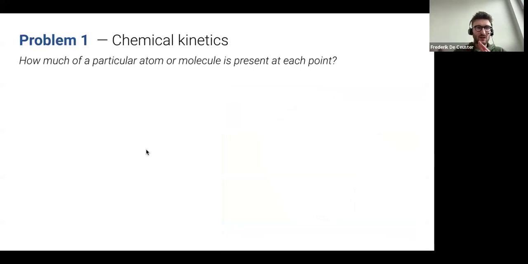Cool, okay, so the two things I want to talk about are first chemical kinetics, and second, this method of reconstructing models based on observations. But let's start with the chemical kinetics. So the chemical kinetics is all about how much of a particular atom or molecule is present at a certain point in our simulation.